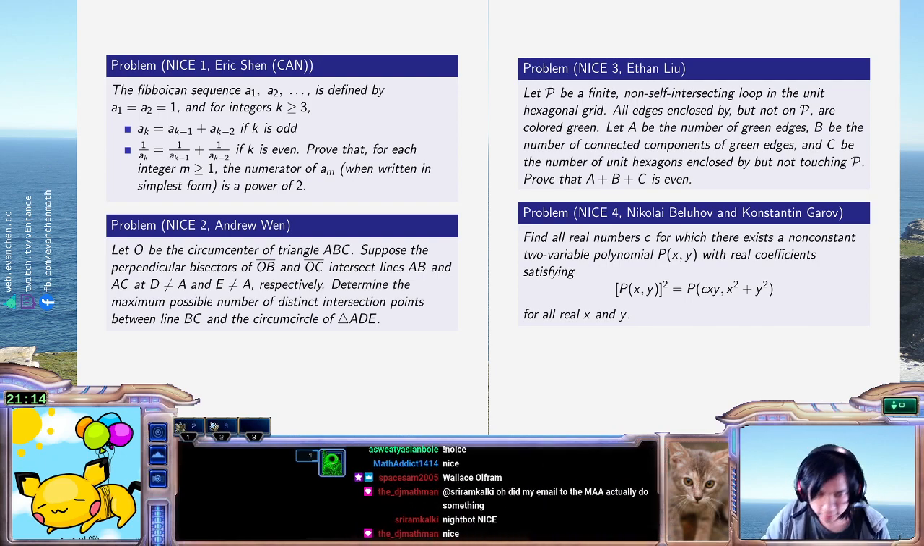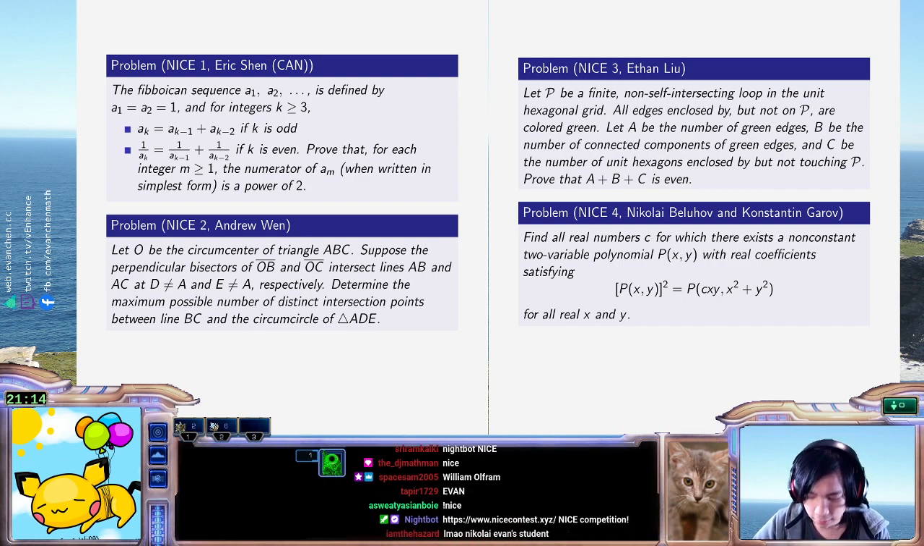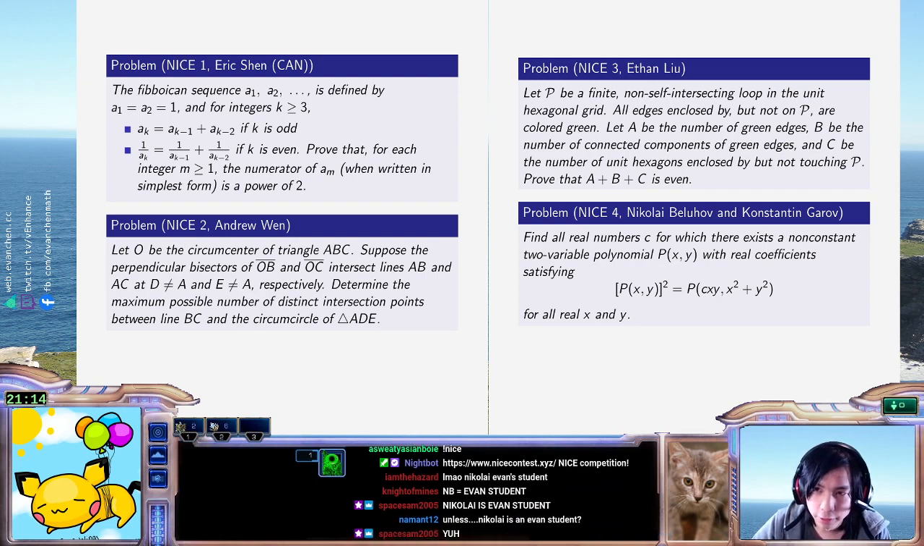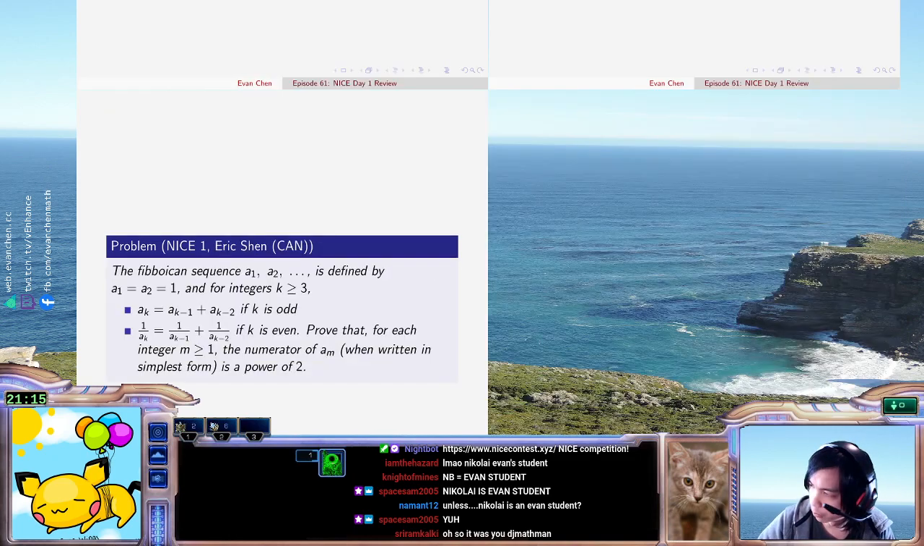Okay, so let's get started. So problem 1, there's a sequence that's defined by a1 equals a2 equals 1, and then insert like this long recursion thing. So let me pull up a board so I can write.